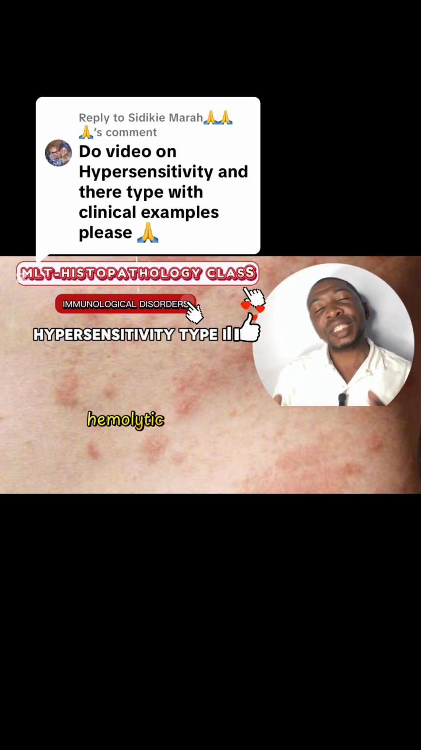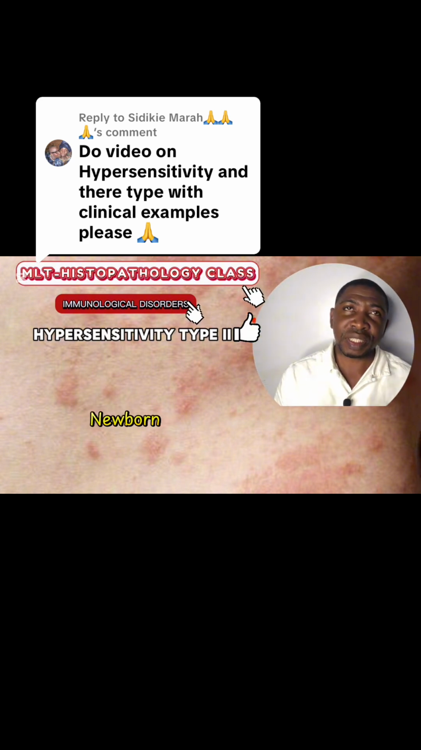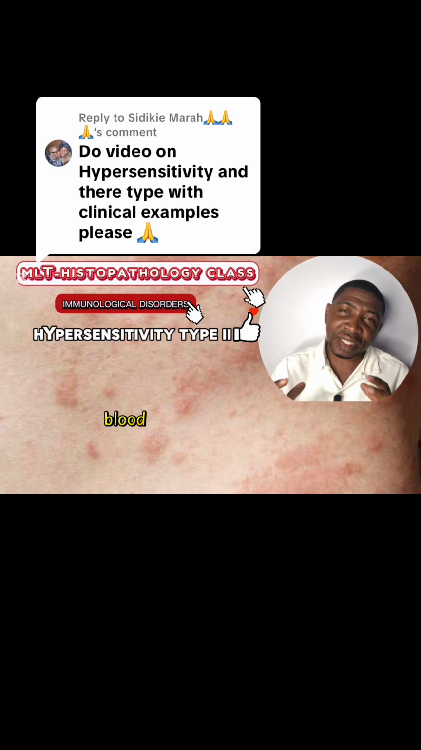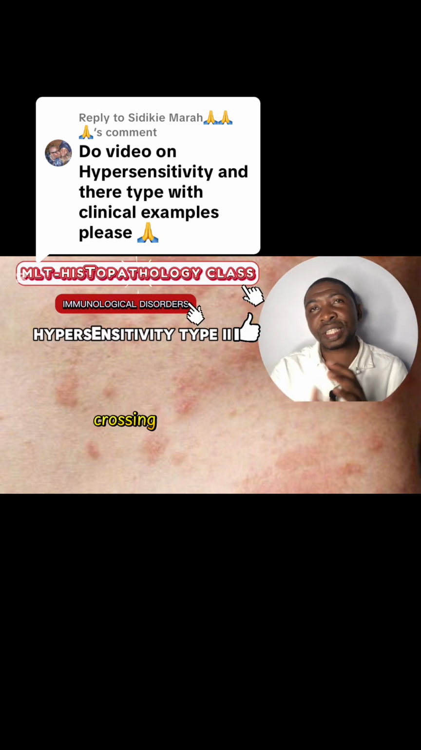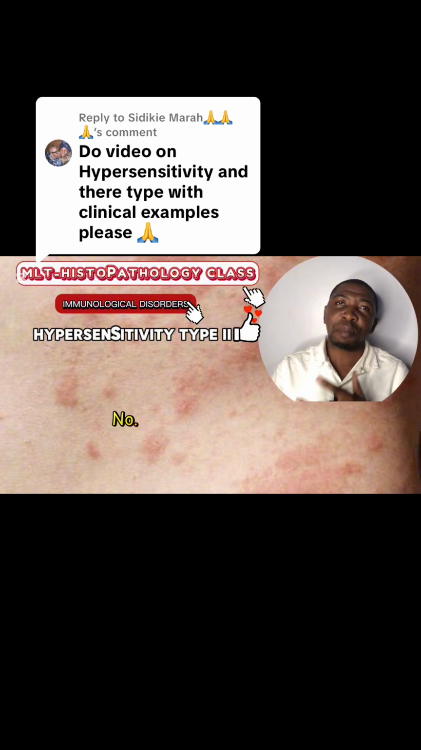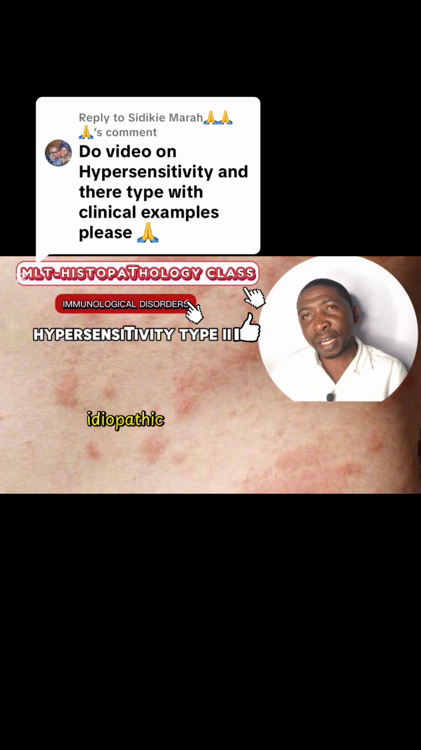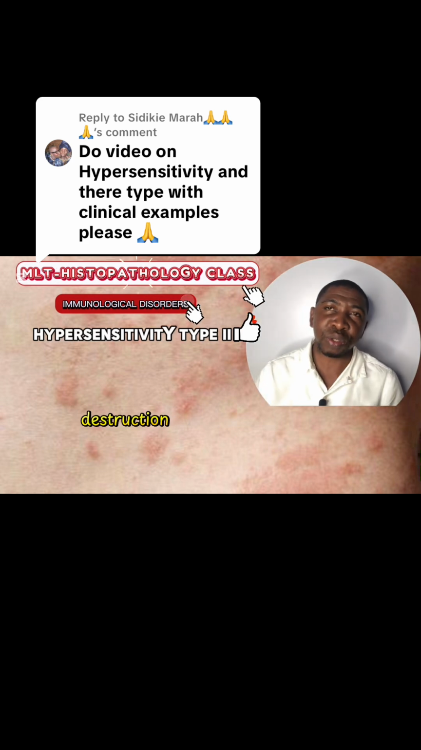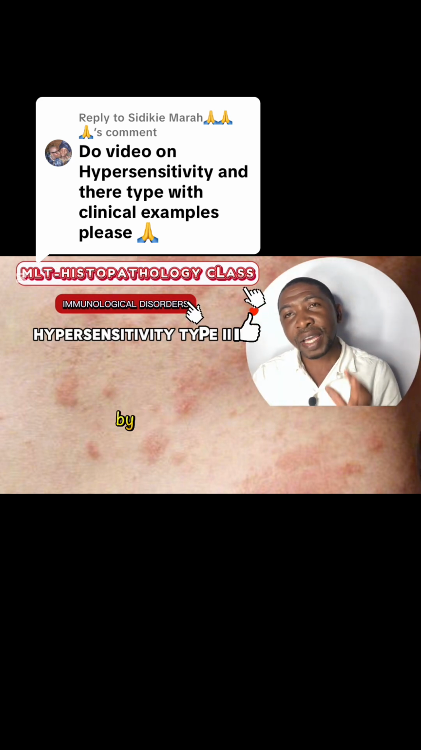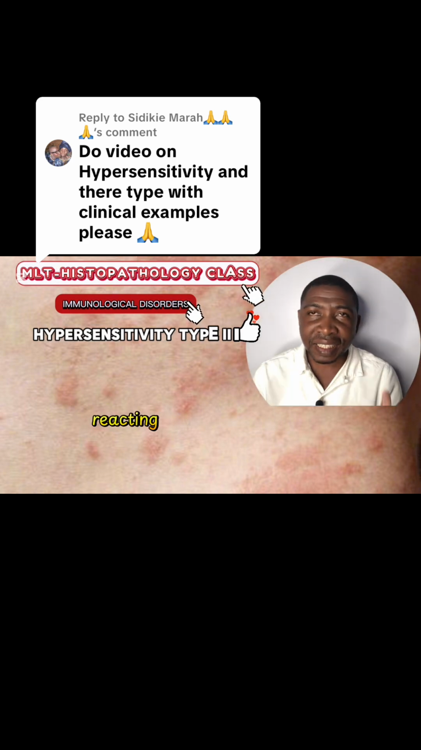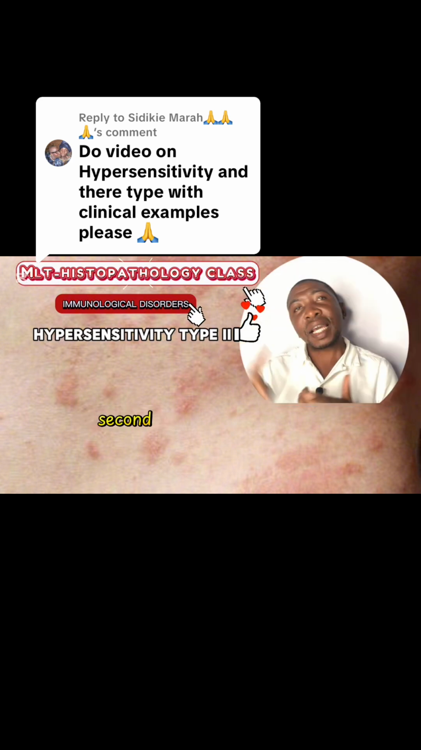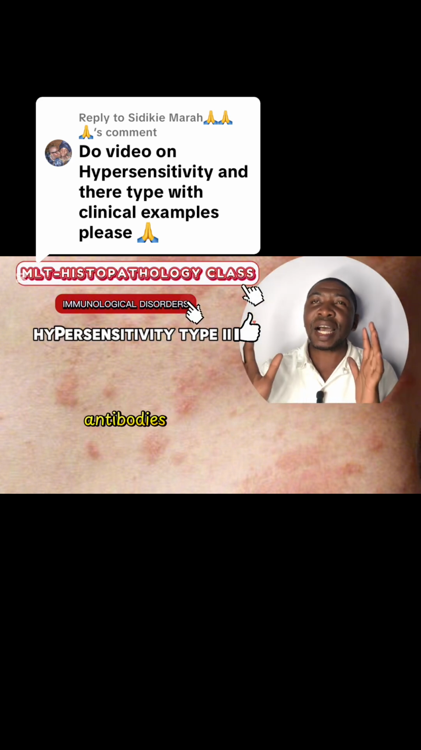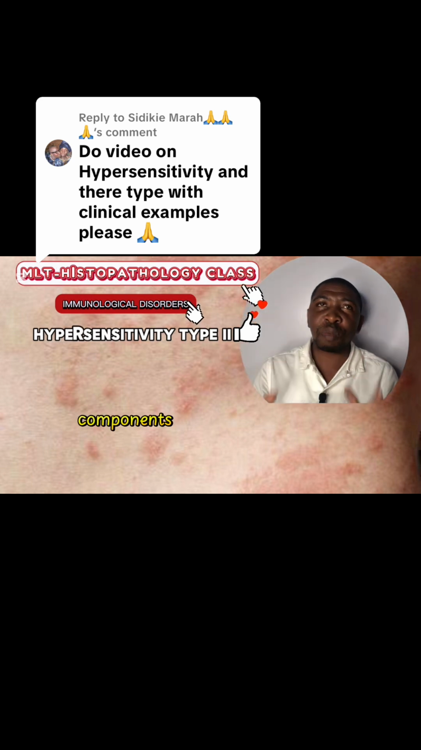Number 3, hemolytic disease of the newborn, in which fetal red blood cells are destroyed by maternal antibodies crossing the placenta. Number 4, idiopathic thrombocytopenic purpura, an immunologic destruction of the platelets by autoantibodies reacting with surface components of normal platelets. Second example, cytotoxic antibodies to tissue components.